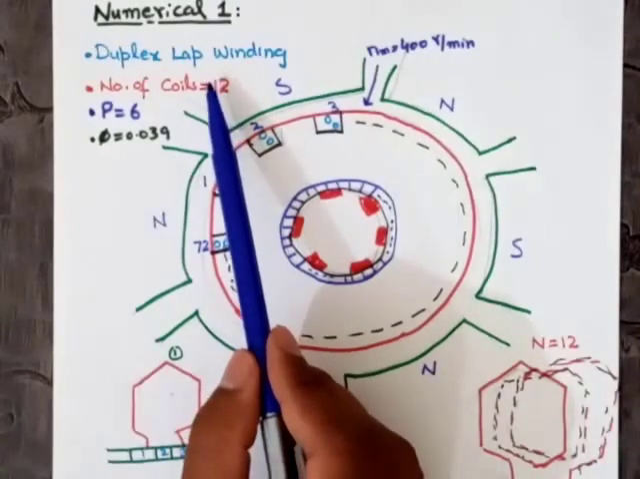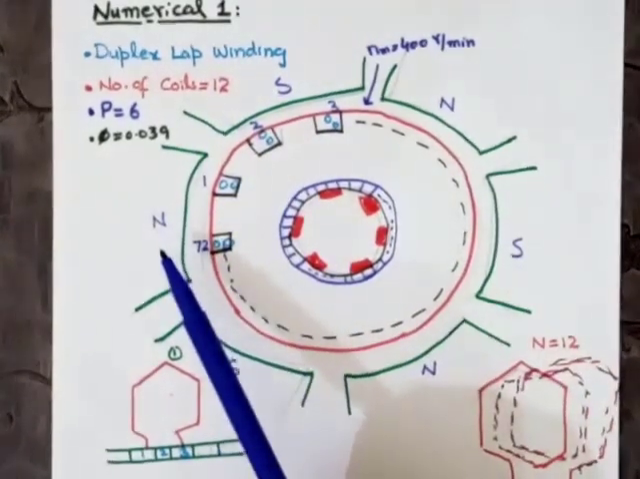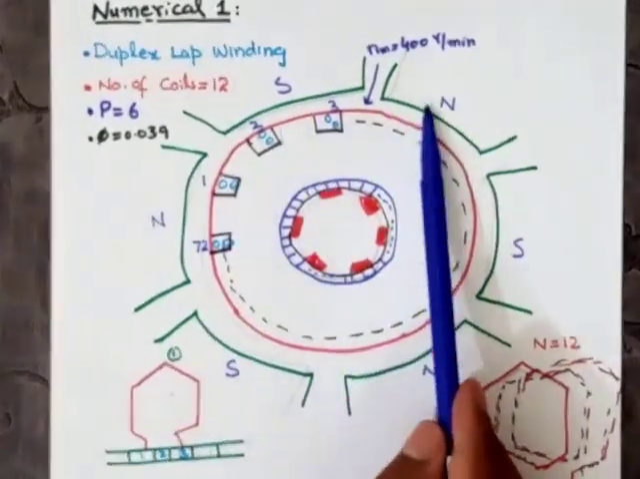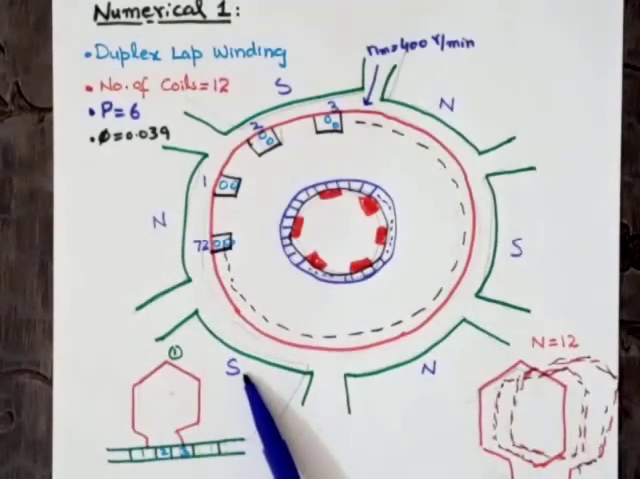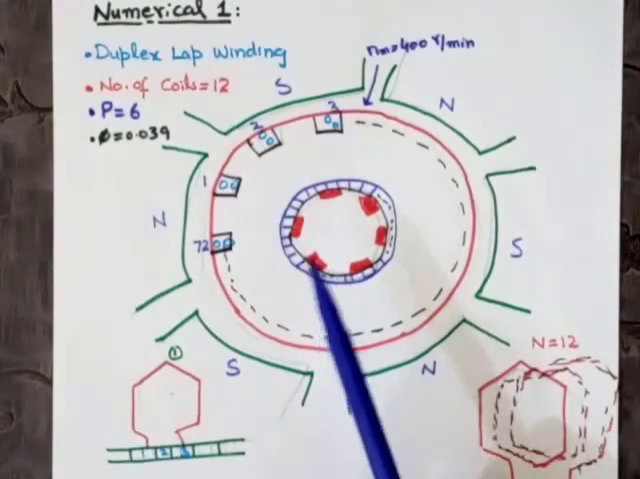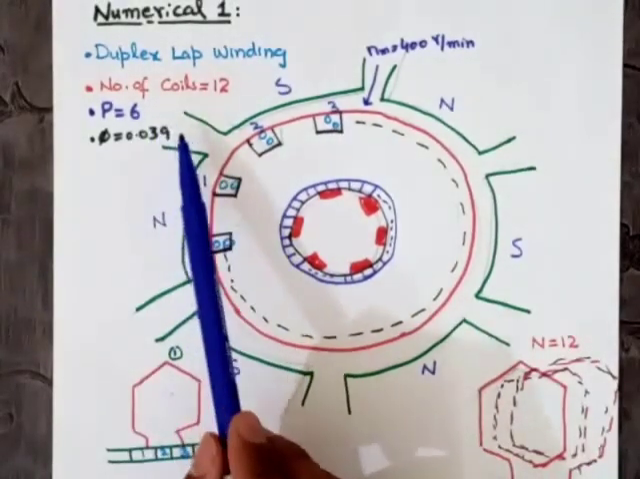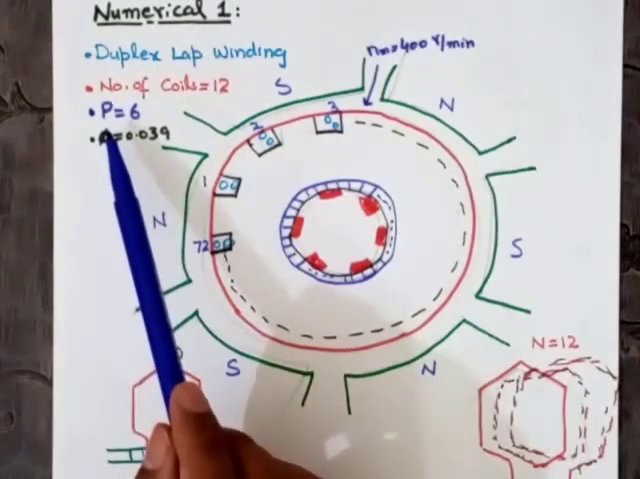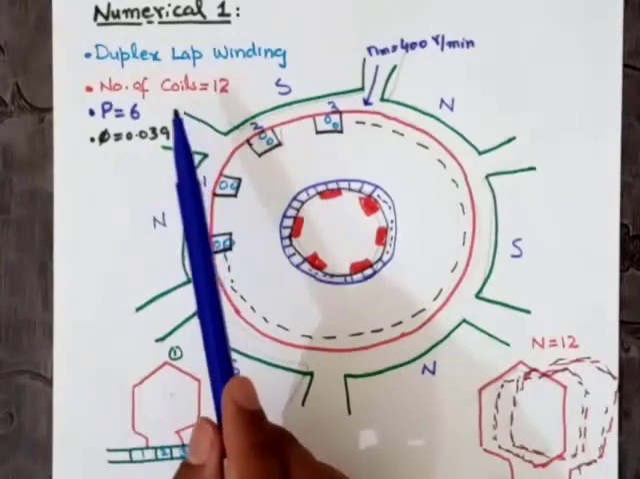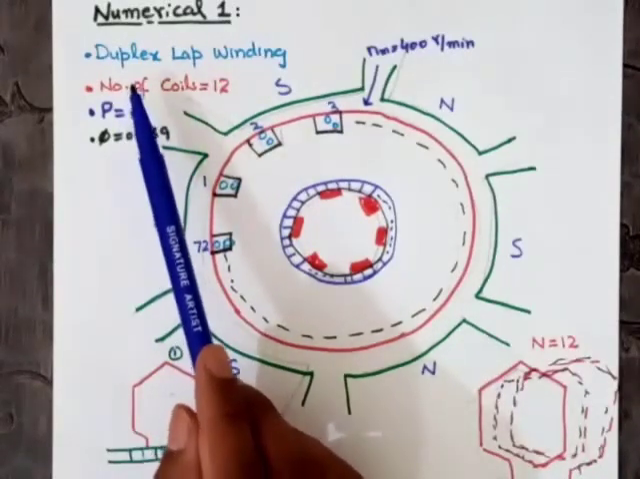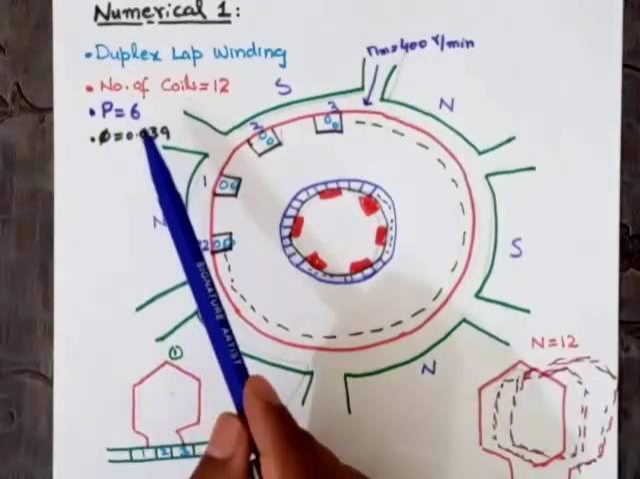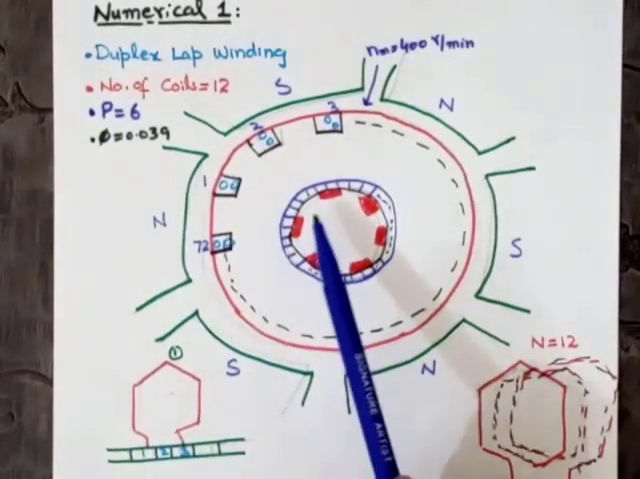And the total number of poles is 6. This is pole number 1, pole number 2, 3, 4, 5 and 6. I have already drawn the diagram to understand these parameters. The total number of poles in the DC machine is 6 in this numerical. The type of the winding is duplex lap winding, the total number of poles is 6, and the total number of brushes is 6 as well.